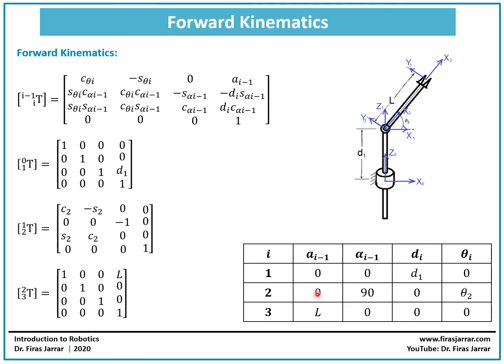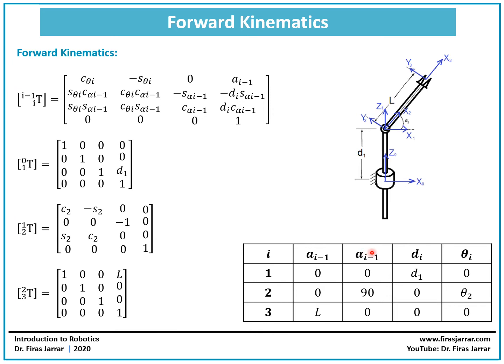Now for A1, A1 is the perpendicular distance along X1 between Z1 and Z2. So this is Z1 here. We agreed that Z2 is out of the page. They both intersect at the same point along the X1 direction. So A1 is going to be 0. A2 is the perpendicular distance along X2 between Z2 and Z3. So you can see that this perpendicular distance is equal to L.